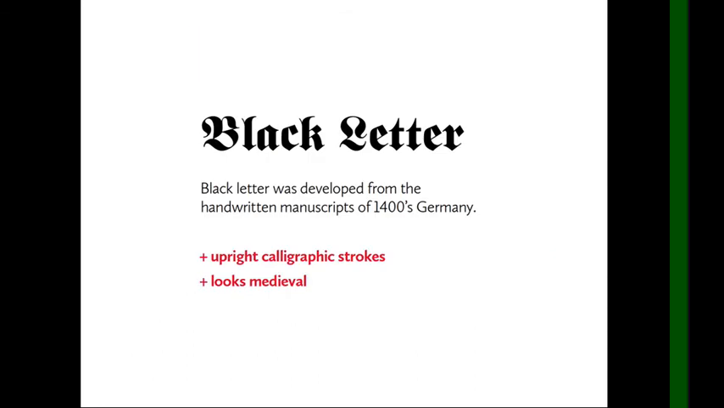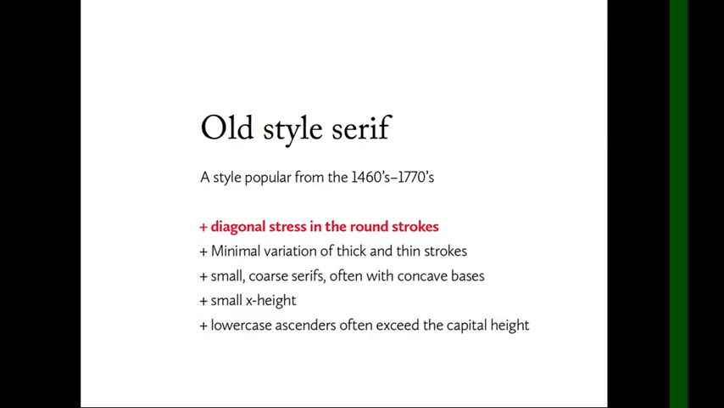All right, so let's go through the individual categories. Black letter. Black letter was developed from handwritten manuscripts of 1400s Germany. These were the actual first metal typefaces that Gutenberg designed. They tend to have very upright calligraphic strokes, and they look very medieval. Black letter is easy to identify because it looks like this. Not many other type styles look like black letter.